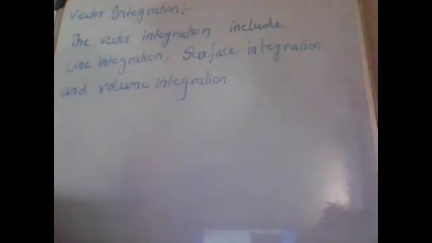First one, line integration. What is line integration? The integration of a vector along a curve is called its line integral. Generally, line integration is represented with the letter L, surface integration with S and volume integration with V.